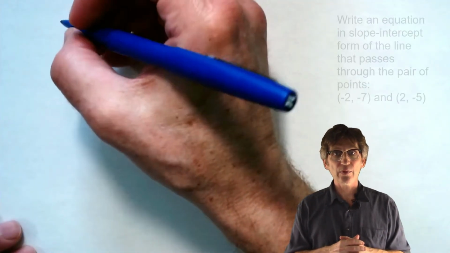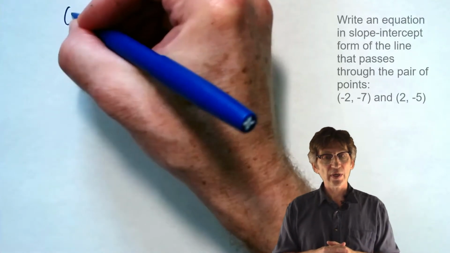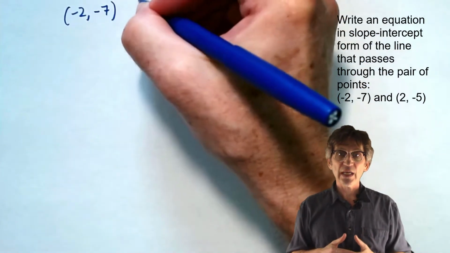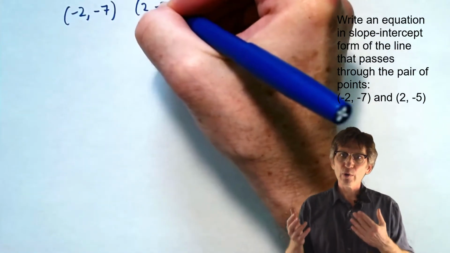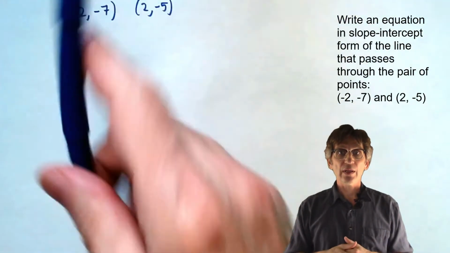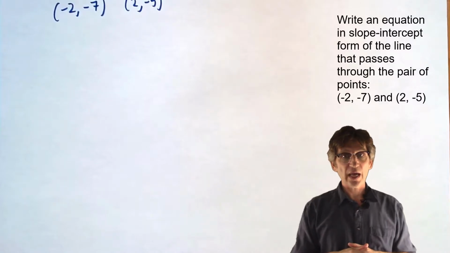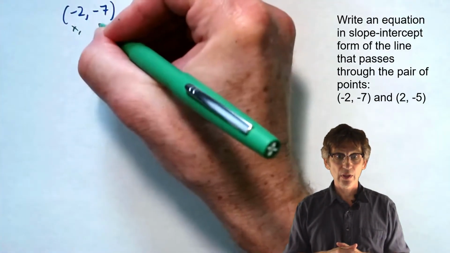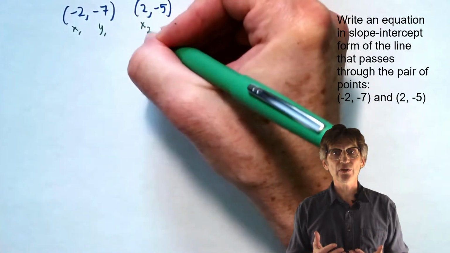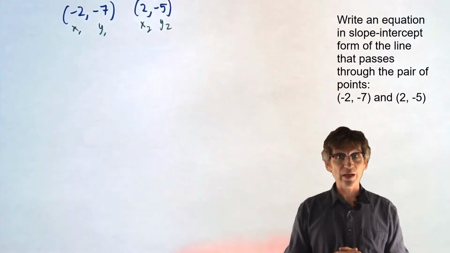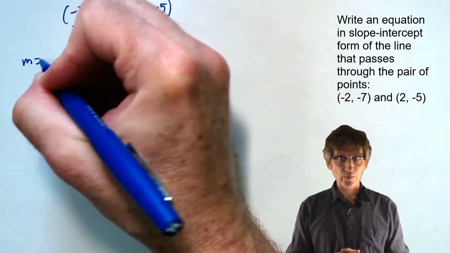Let's try another example. Let's try an example with 2 different ordered pairs. Let's try (-2, -7) and (2, -5). Once again, we want to get to slope-intercept, but we're going to use point-slope in the middle to get there. We start by labeling the ordered pairs, so we're going to have our x1, y1, and our x2, y2. Remember, we're doing this because we'll be using the slope formula, m equals y2 minus y1 over x2 minus x1.